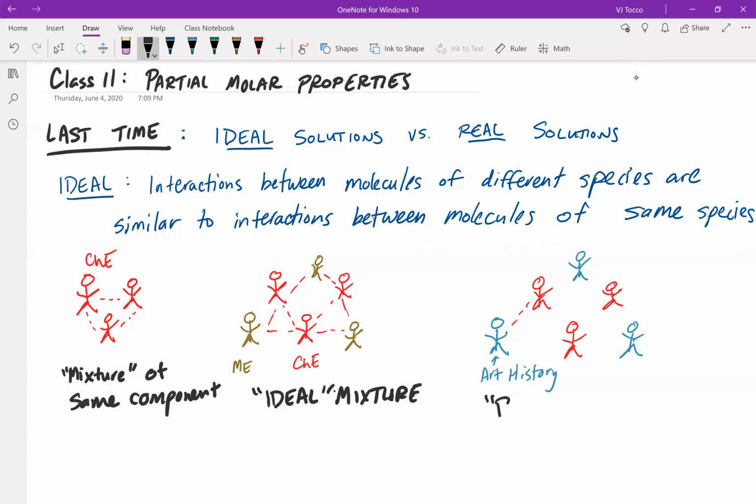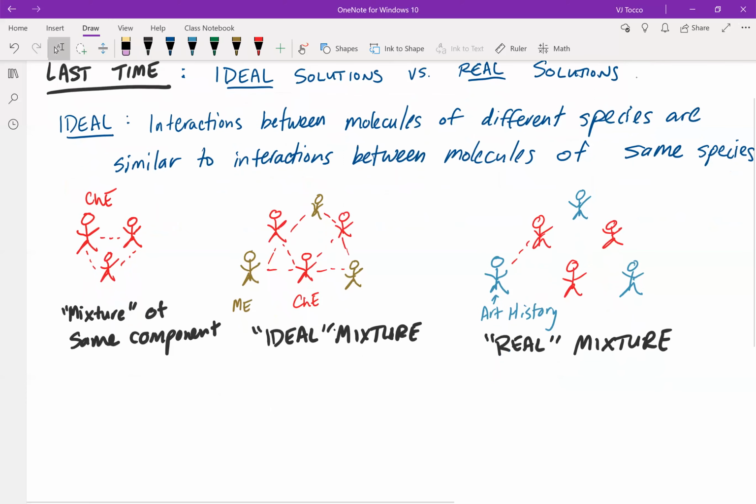I'm just drawing an analogy between a real mixture and an ideal mixture. Don't read anything into the connotation of ideal being what you're supposed to have. That's just what they call it. This is just an example for illustrative purposes about how the interactions between molecules might be different.